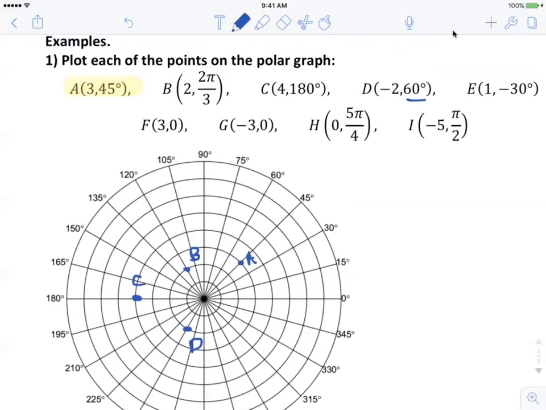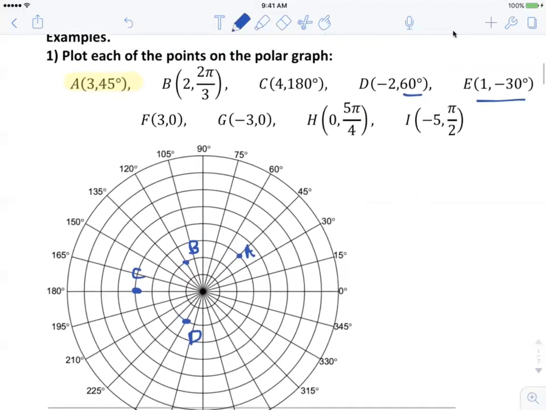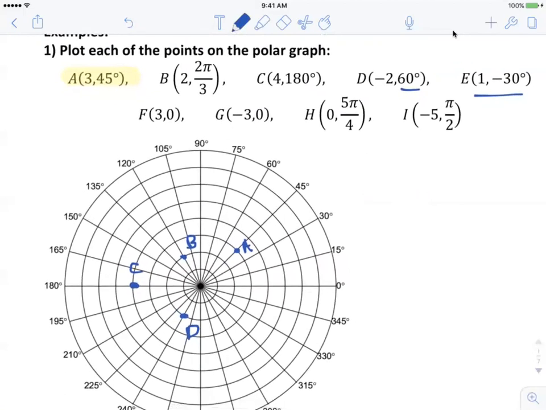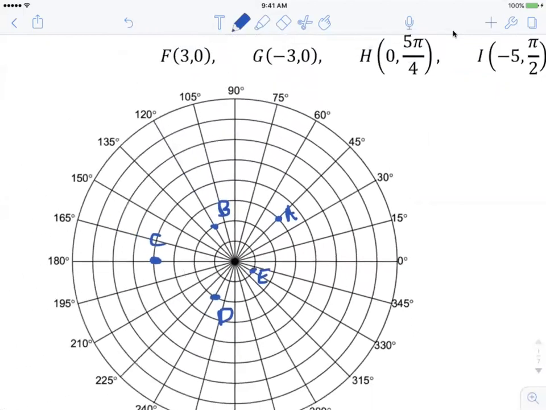Now E has a negative angle. We know how to handle that. That just means you go clockwise on the circle. So negative 30 degrees is the same location as 330. So on the 330 line, let's zoom in a little on that one. That's right there. That would be the point E, the first circle at the 330.